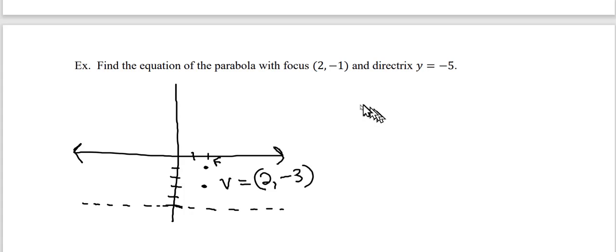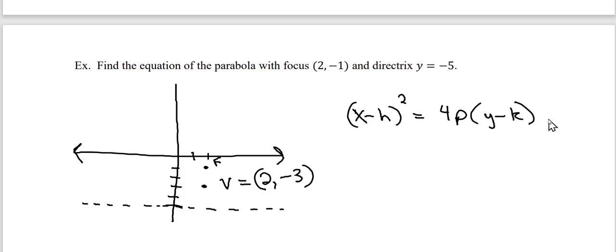We want to write the equation. If it opens up, we are looking at x minus h squared equals 4p times y minus k. I just remember that because if it opens up or down, we can treat it similarly to what we looked at with parabolas back in the previous unit, and know that the y has to be to the first power and the x has to be squared.